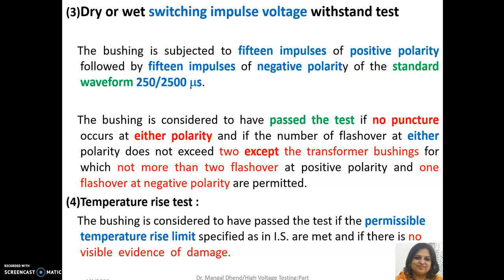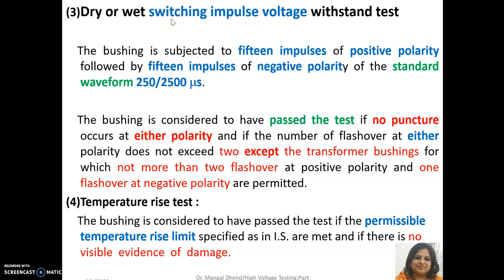In the two earlier tests you have become quite familiar with the different terminologies used in testing and what the specifications are. So if you have to explain any test, you know how it can be described. Let us see how we can describe the dry or wet switching impulse test. The bushing is subjected to 15 impulses of positive polarity and 15 impulses of negative polarity, meaning the number of applications of waveforms is the same as mentioned in the impulse testing.